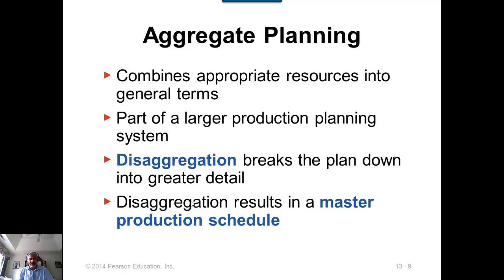And disaggregation allows us to, we have to do disaggregation to bring the aggregate plan down to individual products. And then from that individual products, the production plan we develop is called master production schedule. And we will talk about master production schedule in a different chapter.